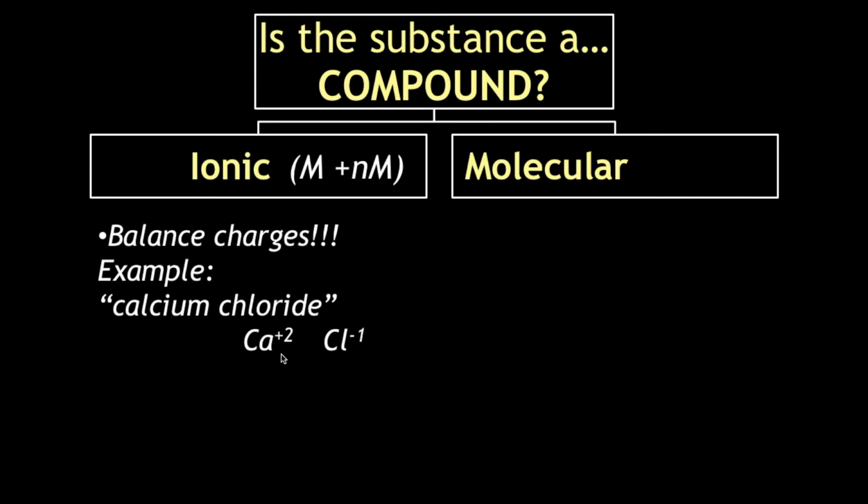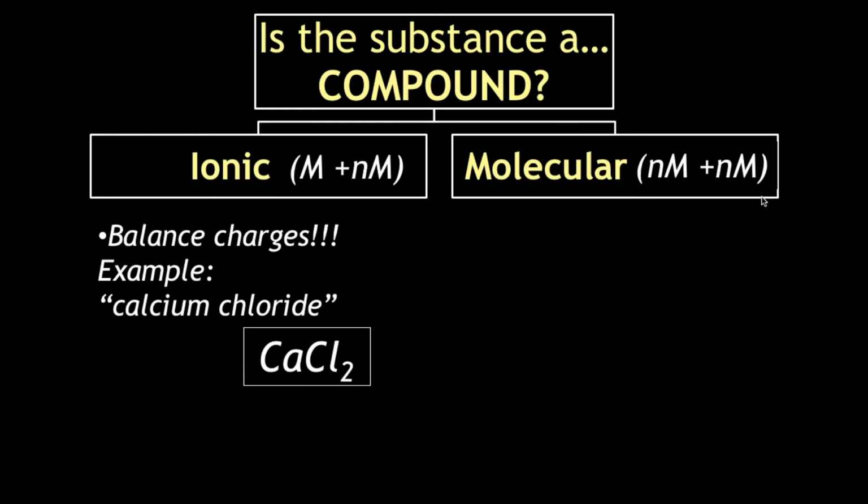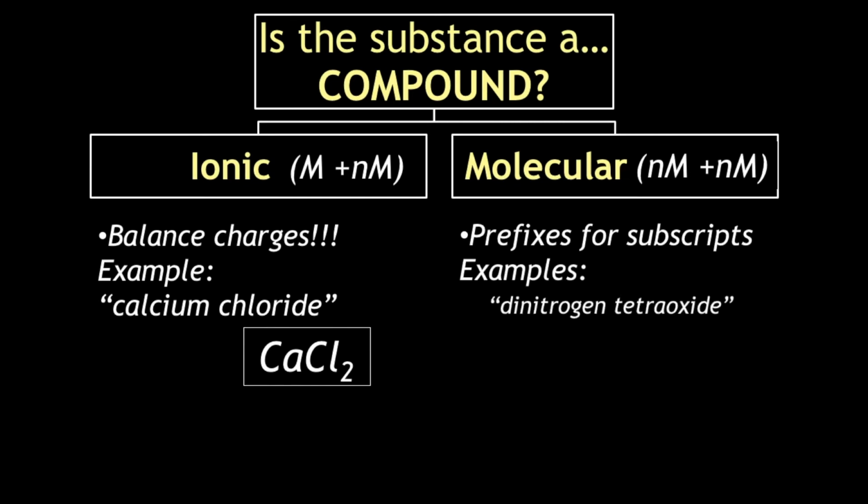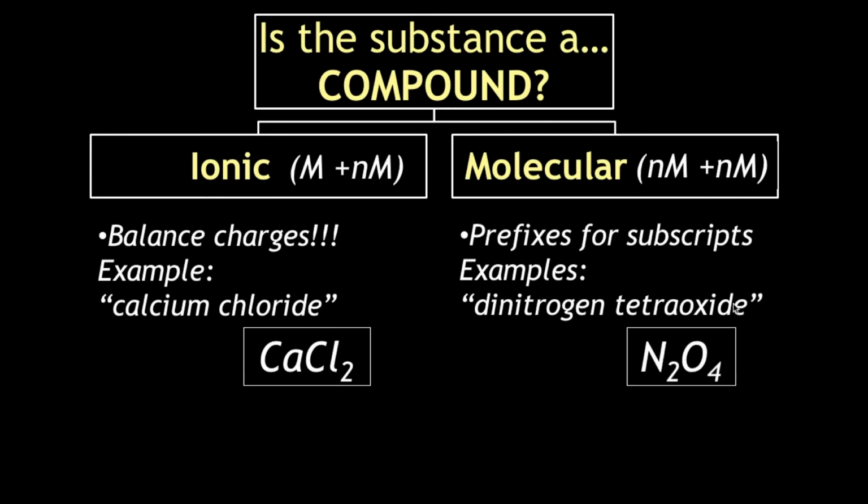You can either do the cross method like I prefer, or you'll need another -1 here, and you just add them up. However you preferred it in the last unit, you just do it here. So you will have 1 calcium for every 2 chlorines, and you'll just bring it down. If it's a molecular compound, which means a nonmetal and a nonmetal, also called covalent, then you just use those prefixes: mono, di, tri. For example, dinitrogen means N2, tetraoxide would mean O4.